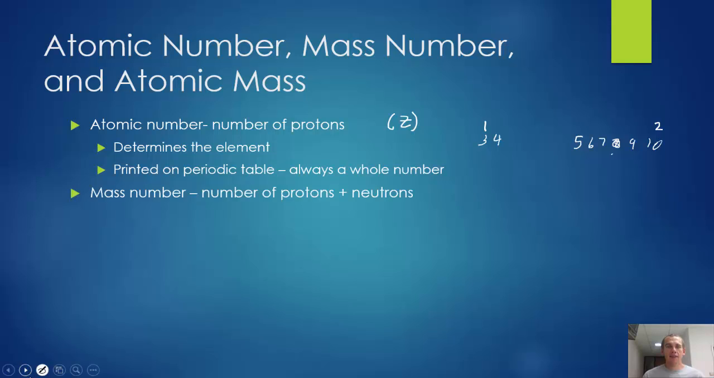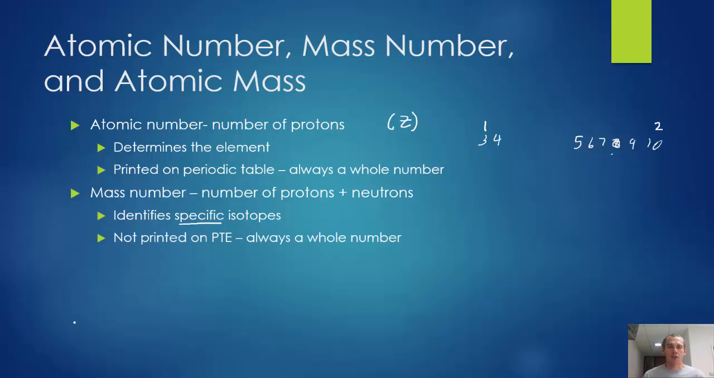Then we have mass number, which is the number of protons plus the number of neutrons. This appears absolutely nowhere on the periodic table. The periodic table talks about general atoms. Mass number identifies specific isotopes. Most elements have atoms that exist as more than one isotope, so we need to be general on the periodic table, but we can talk about specific isotopes. So this is not printed on the periodic table of the elements, PTE. It's always a whole number because you can't have part of a proton, you can't have part of a neutron.